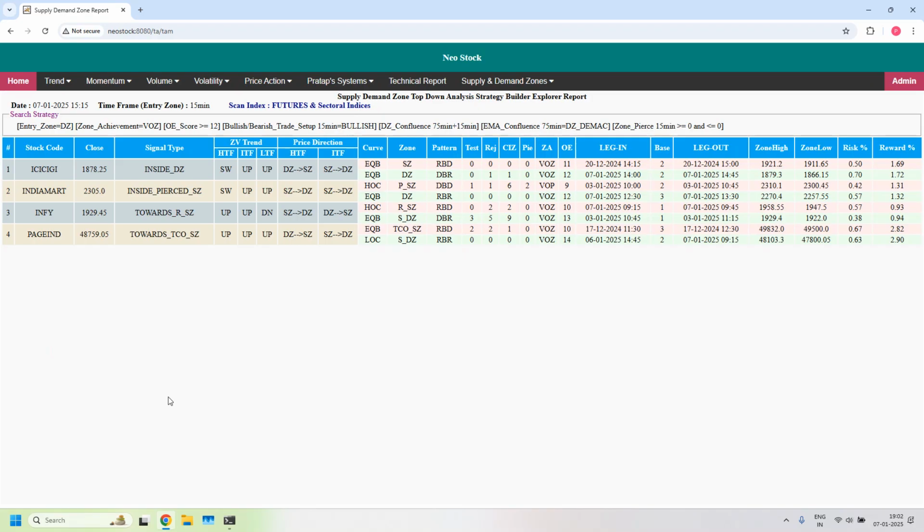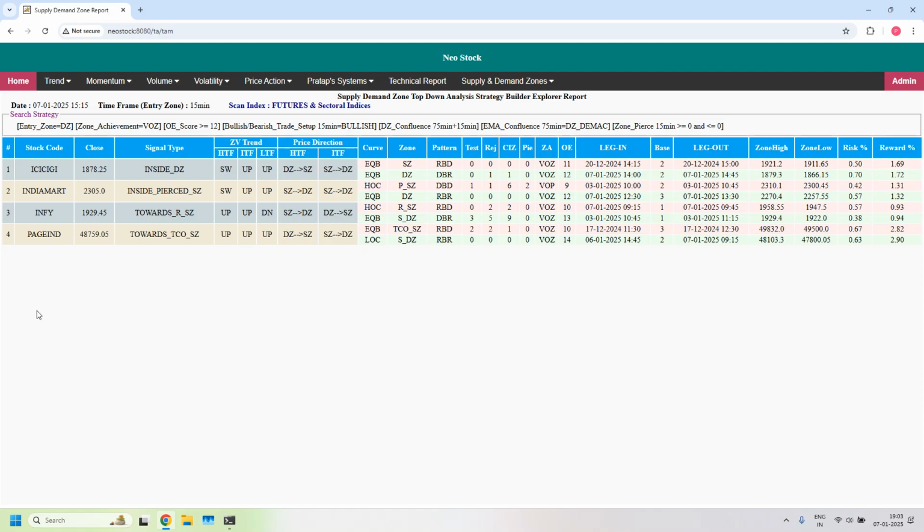So currently these 4 are supporting bullish trade setup for daily income trade, and the 15-minute zone is part of the 75-minute zone, and the 75-minute zone is having daily EMA confluence. So these 4 stocks are more high probability trade setup supported zones.